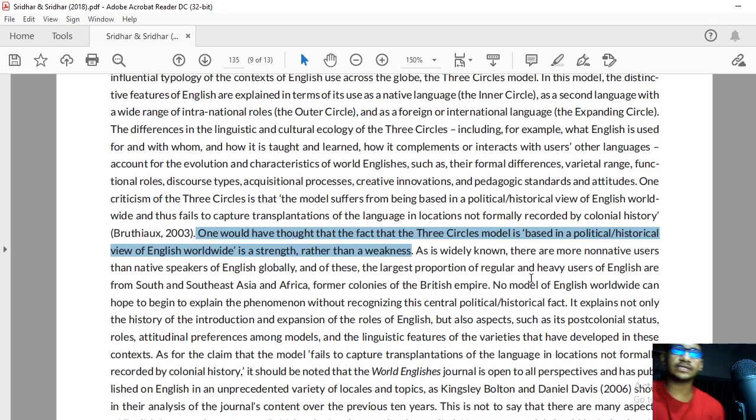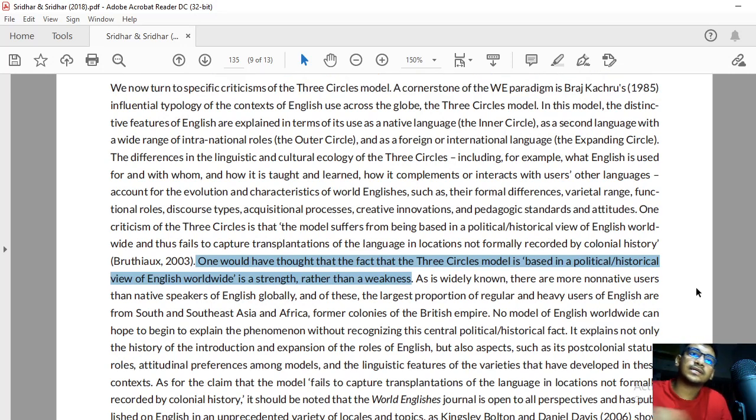rather than discounting them. If you discount history and politics, then how can you actually categorize English? Will you just say that people who are in America use a different type of English, people in Australia use a different type of English, in Bangladesh a different type of English? Would you say that, or would you rather have a political element there?